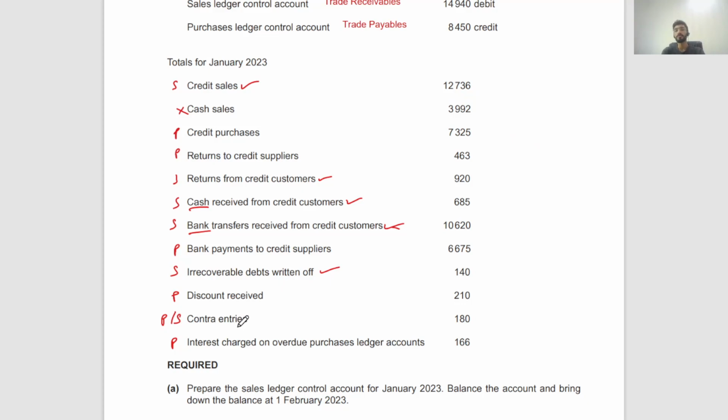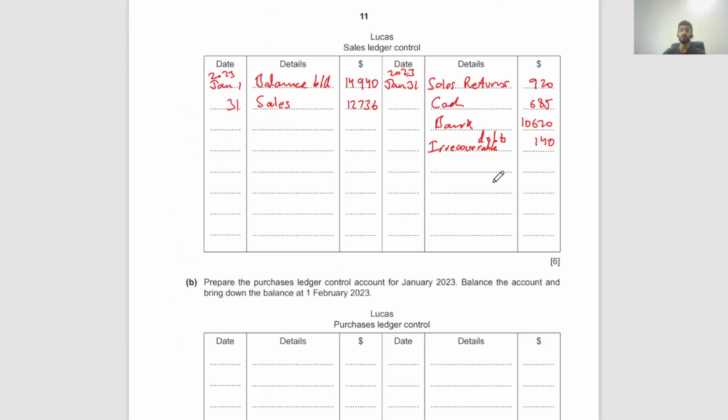Next, contra entries. Now remember, contra entries is where one person is selling to and buying from the same person. What you do is you set off a specific amount: you don't pay that and you don't receive that. In this case, the contra entry is 180, meaning you don't pay 180 and you don't receive that 180. It means your payables go down and your receivables go down. So it'll be a credit entry of 180, and it's always going to be a credit entry in your SLCA, because contra means you don't have to pay that, you won't receive that anymore.